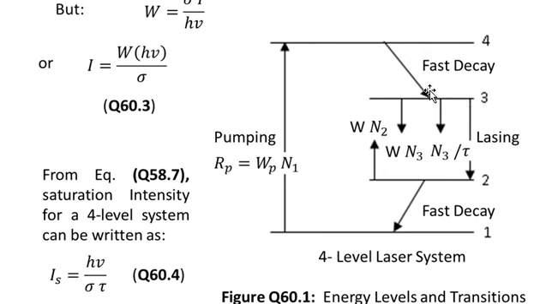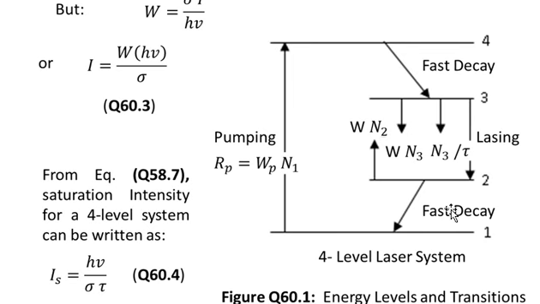From level number 3, the population will accumulate. So this will act as the upper lasing level, and the population decay from level number 3 to level number 2 will result in a lasing process. Level 2 is again a fast decaying level, so the population at level 2 at any time will almost be 0. So level 2 will nearly be empty, and the population inversion is achieved between level 3 and level 2. That's why we call them lasing levels.